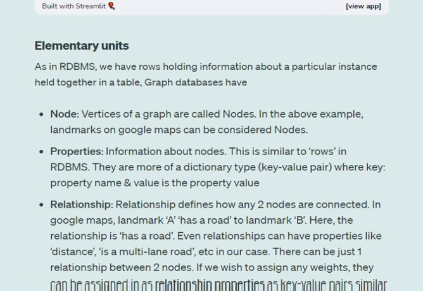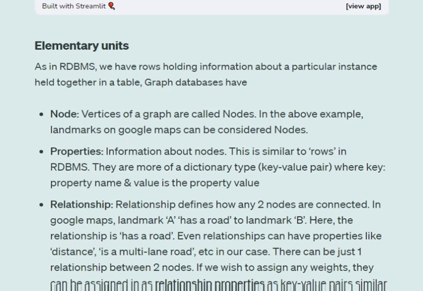For example, in Google Maps, I will be considering this example only. You get a hotel, you get a petrol pump. So information about the petrol pump, the node, like what is the name of the petrol pump, what is its capacity, and so on and so forth. Relationship: a relationship is defined between two nodes, describing how they are connected. In this Google Maps example, assume that landmark A has a road to landmark B. In this case, the road is the relationship between these two nodes.